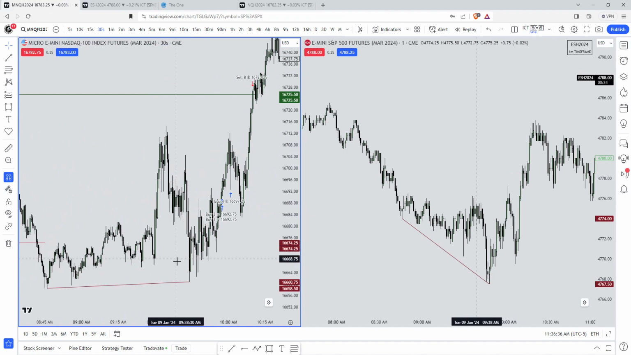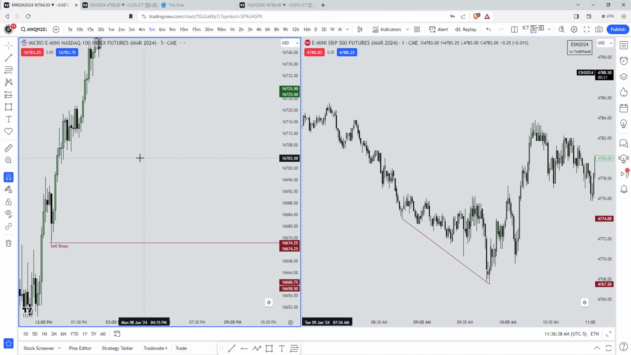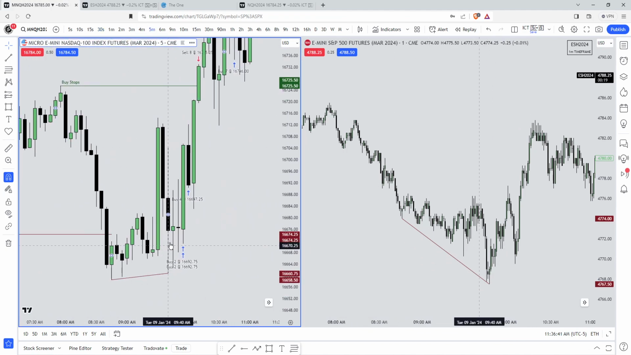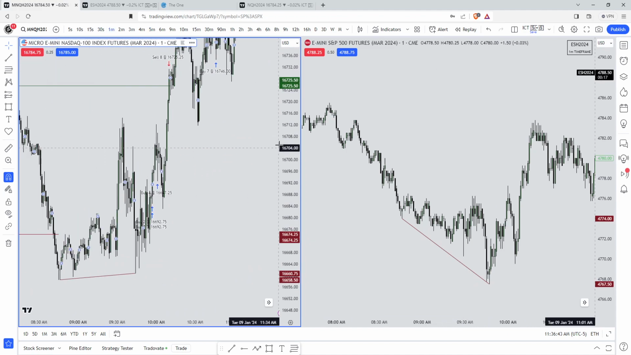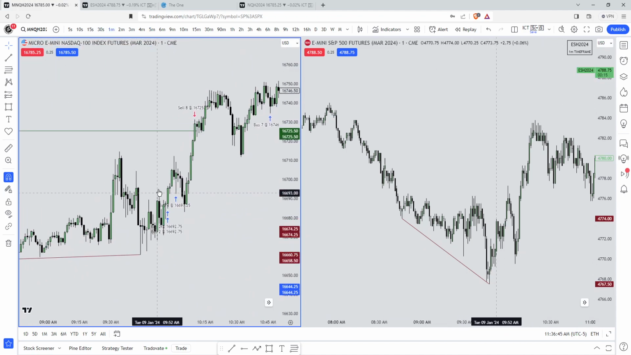So I don't get in right away. I was kind of waiting for the algorithm to prove to me that it wants to be bullish. Price starts to expand higher. If we look back to the 1 minute, okay, price starts to expand away from this.